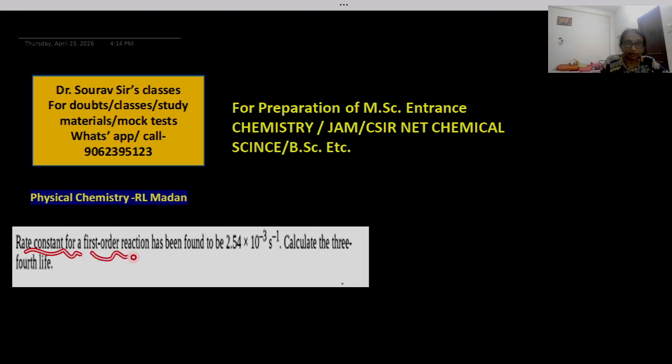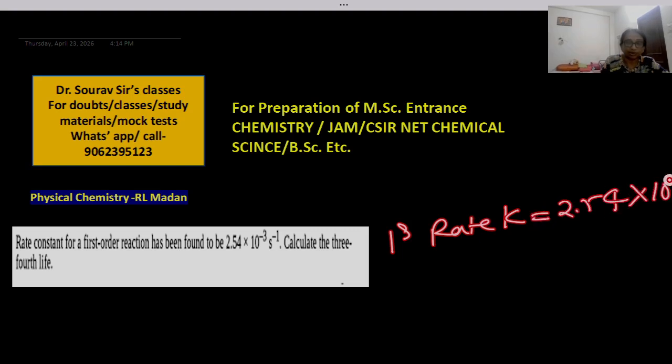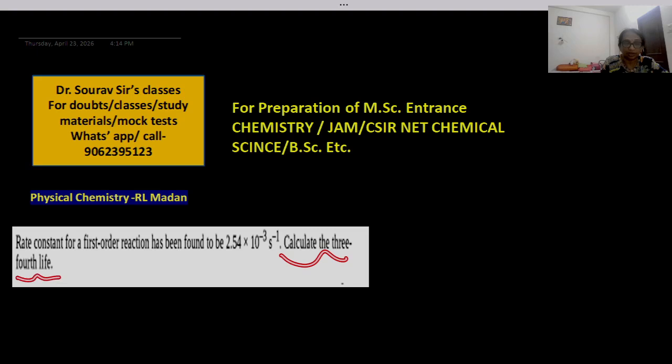The rate constant for a first order reaction has been found to be 2.54 into 10 to the power minus 3 per second. In this first order reaction the rate constant is given as 2.54 into 10 to the power minus 3 per second. Now calculate the 3/4 life. Here, instead of the half life period, you have to calculate the 3/4 life.